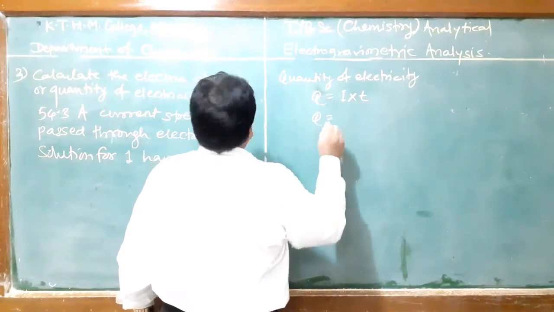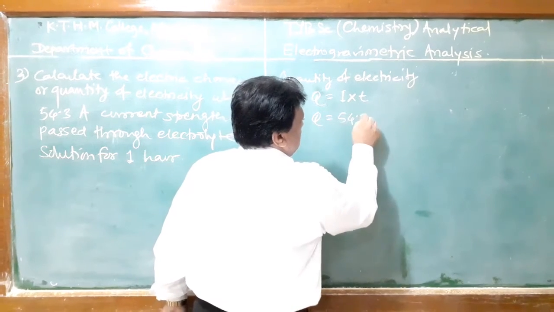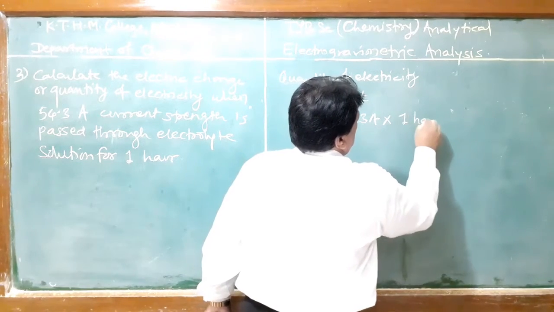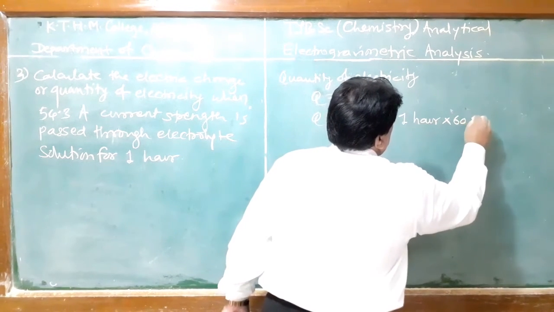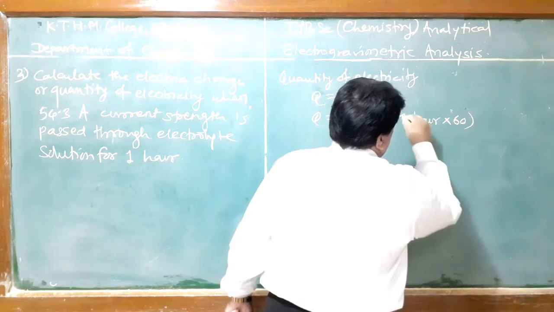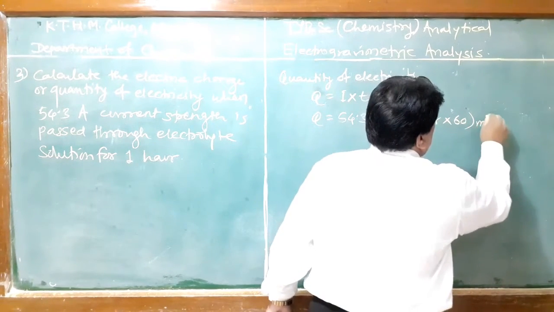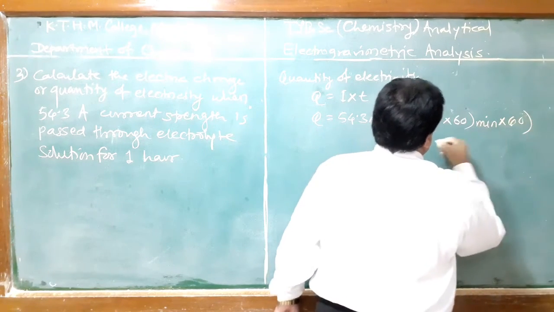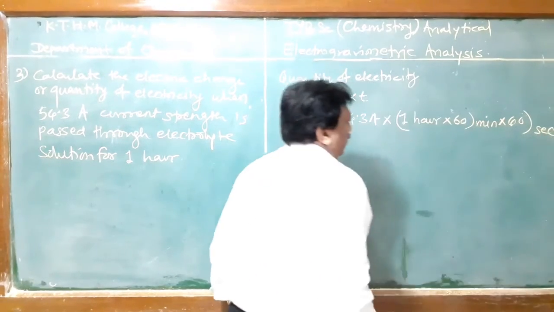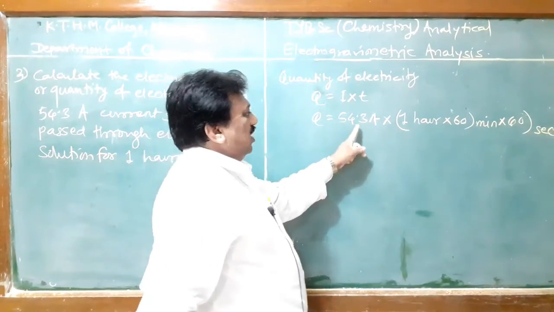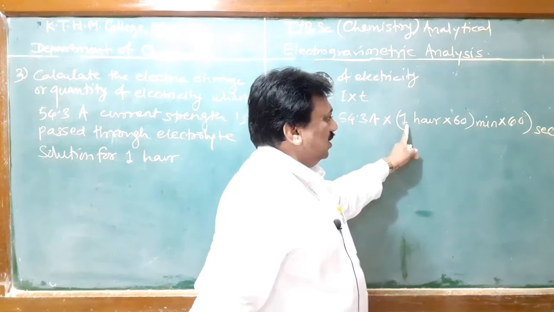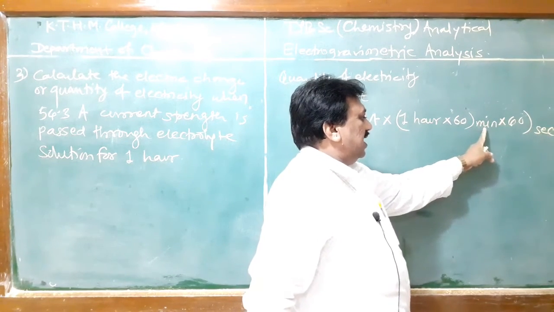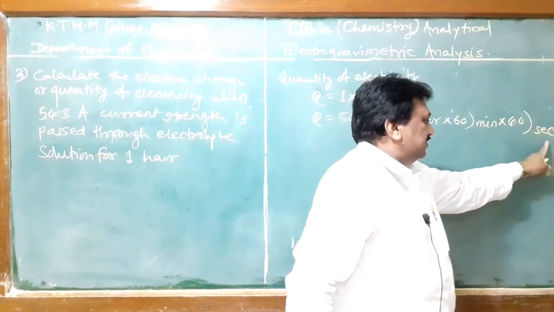Therefore, Q is equal to 54.3 ampere into time is 1 hour into 60, that becomes minute, into 60, that becomes second. Therefore, here 54.3 ampere into, we can convert this time into second, that is 1 hour into 60, that becomes minute, and into 60, that becomes second.